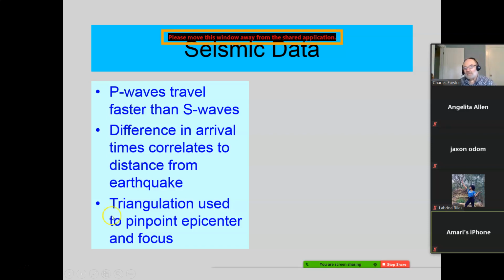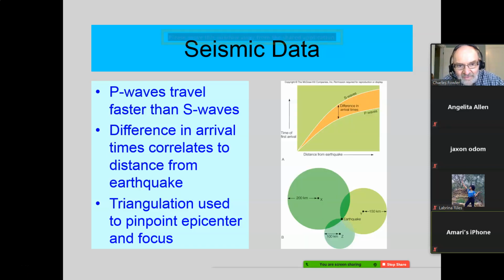That's going to be what we call triangulation. You have to have three sources of information. That's used to pinpoint the epicenter on the surface of the earth, and then you'll start worrying about how deep it was at the focus. So that's what you're measuring, and this shows the same type thing here.